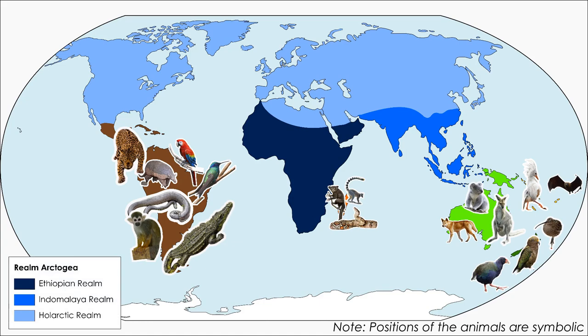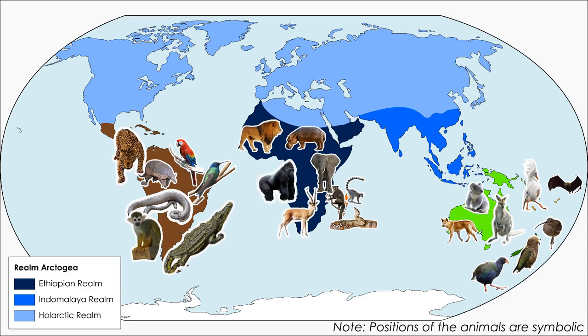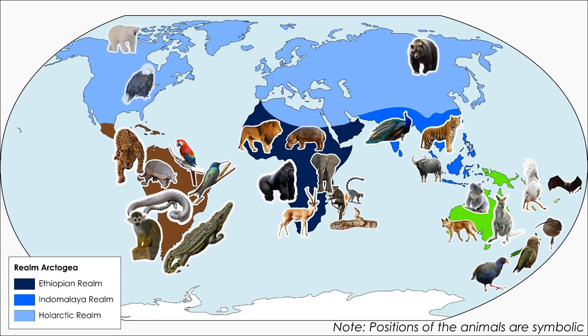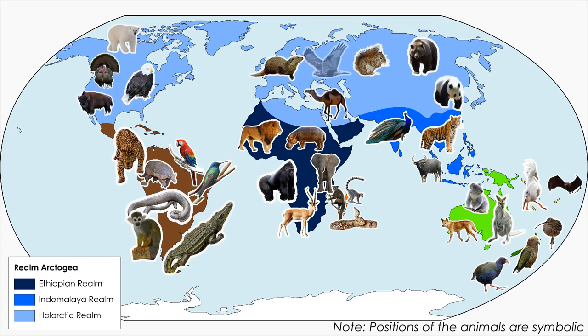Realm Arctogeia has probably the most well-known animal species of the world. This realm is also divided into three smaller realms: Ethiopian realm, Indomalaya realm, and Holarctic realm. In the Ethiopian realm, there are lion, elephant, hippopotamus, gorilla, and antelope, and a lot of other animals we saw in popular cartoons when we were kids. Indomalaya region is famous for tiger, peacock, and Asian buffalo. Holarctic region is the biggest one, and the most well-known species of this region are brown bear, polar bear, bald eagle, American bison, wild turkey, squirrel, otter, giant panda, camel, hawk, Corsac fox, little bustard, yak, etc.